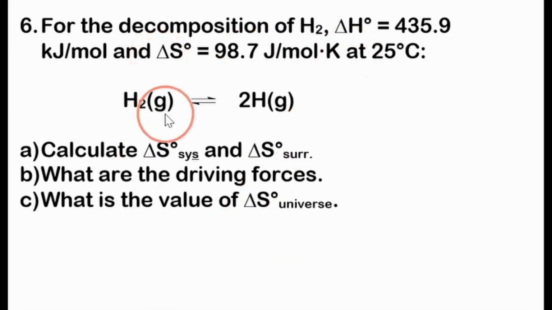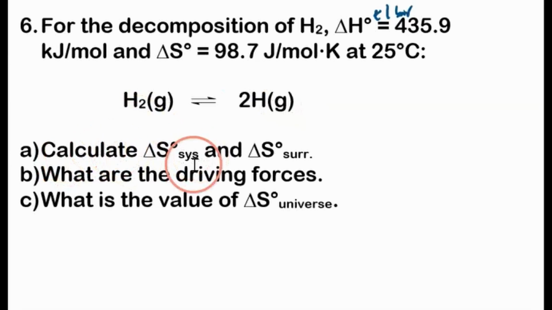Alrighty, so last one. This is a somewhat harder exam problem. Maybe if you've been listening to this whole video, then it won't be hard at all. It should be easy peasy. So we'll jump into it. For the decomposition of H2, we have a change in enthalpy of the system, because there's no subscript, equals 435.9 kilojoules per mole, and the standard change in entropy, that's what these superscripts mean, they just mean it's at 1 bar, kind of for standard state, equals 98.7 joules per mole Kelvin at 25 degrees Celsius. And we have our chemical equation right here.